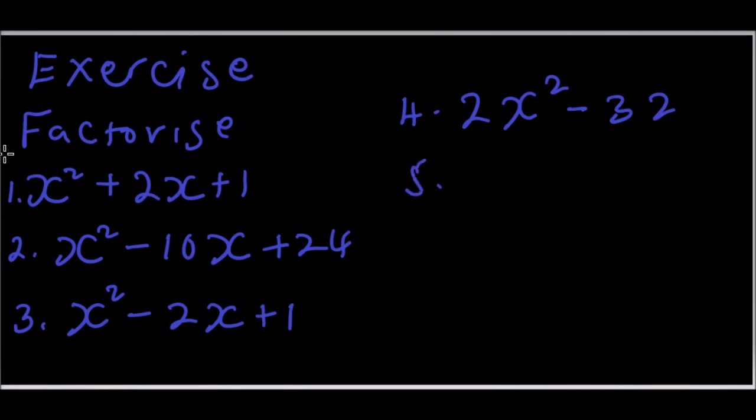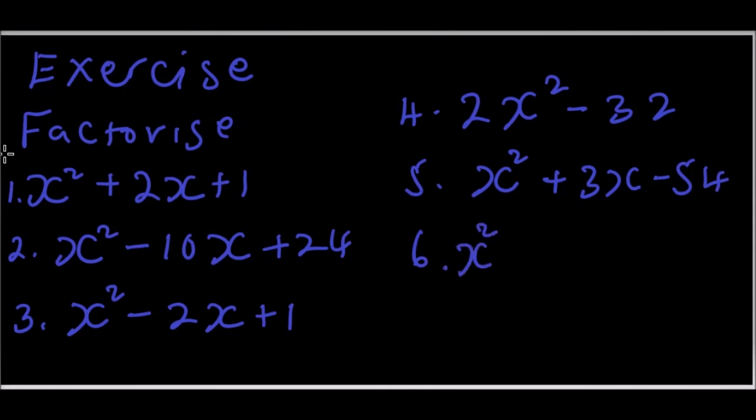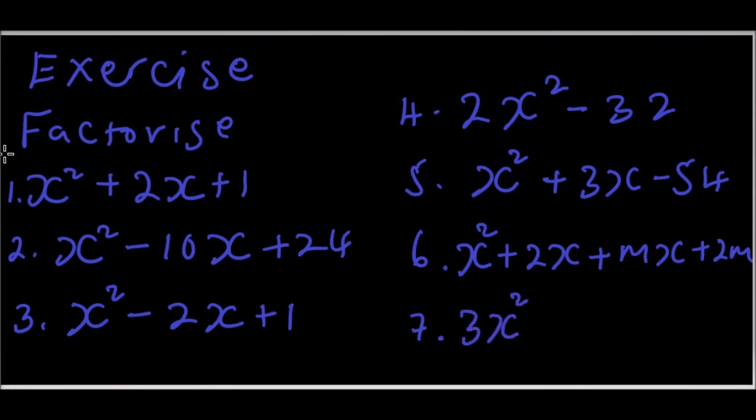Number 5, you can factorize x squared plus 3x minus 54. Number 6, we have x squared plus 2x plus mx plus 2m. So you can try that. Number 7, we have 3x squared minus 15x plus 18. So you can try those questions.